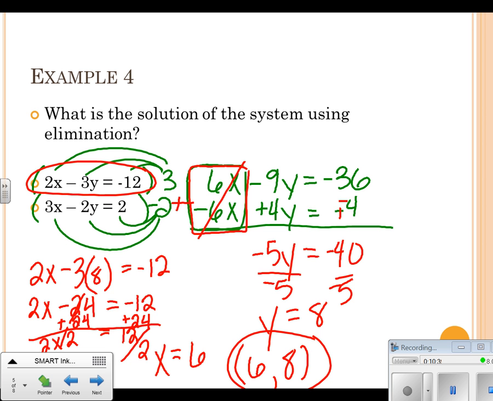You could check your work too on all of these. You could take that ordered pair, for example 6, 8 here, and plug it into both of the equations at the top, 6 in for the x and 8 in for the y, and make sure it's true for both of them. If you graphed them, that's where they would intersect, if you wanted to spend some time practicing your graphing.